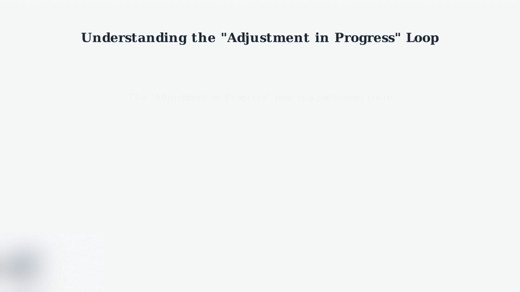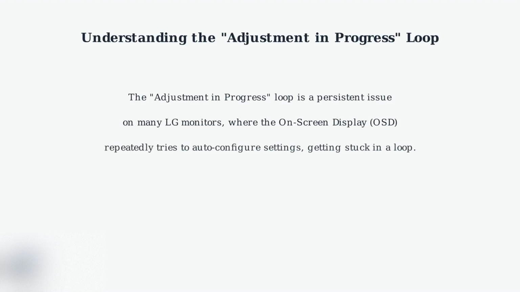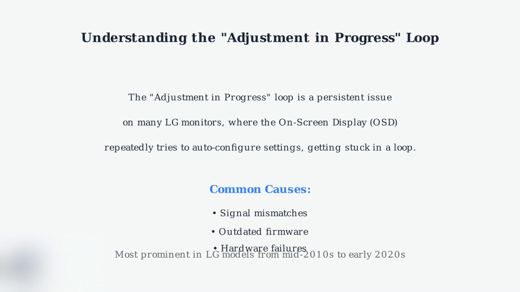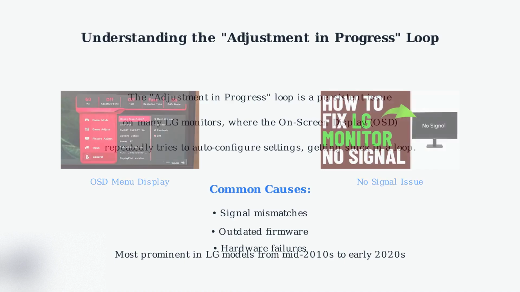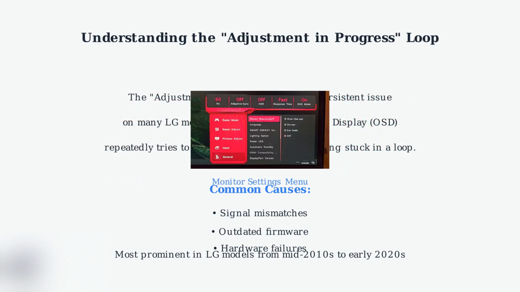The adjustment in progress loop is a persistent issue on many LG monitors, where the on-screen display repeatedly tries to auto-configure settings, getting stuck in a loop. This problem occurs due to signal mismatches, outdated firmware, or hardware failures. You can see examples of the OSD menu where this loop occurs and the no signal message that often accompanies it. These images illustrate the monitor settings where the adjustment loop happens. This video will provide quick fixes to resolve this issue.